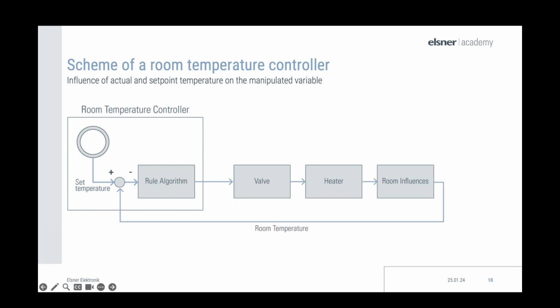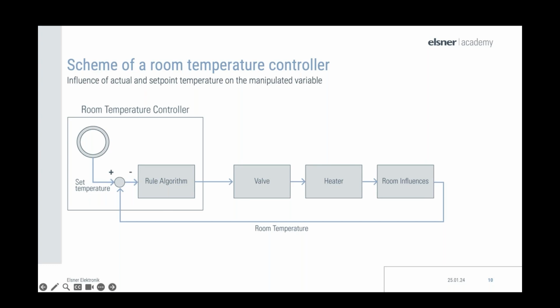Also, in the room itself, there are various influences on the room temperature. For example, radiating heat from lighting. Electrical appliances in a server room, for example, will always be a little bit warmer. Or also from people in the room. One fun fact, one person emits a heating power of approximately 80 to 100 watts.